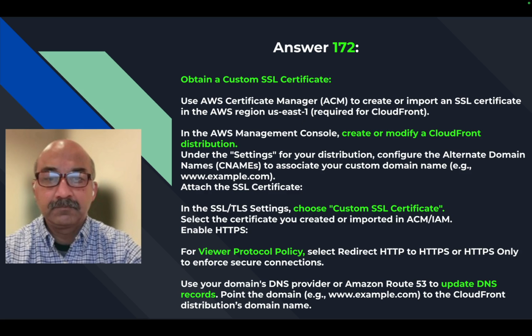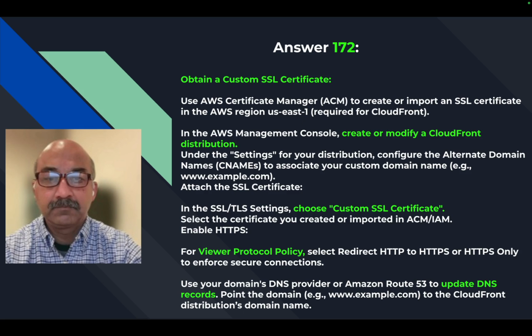Now, after that, you have to enable HTTPS for your CDN. If you're still within the CloudFront settings, you go into viewer protocol policy. There, you make sure that your traffic for HTTP is redirected to HTTPS. So if somebody by mistake types in HTTP colon slash slash example.com, it automatically goes to HTTPS example.com. That's where it goes.